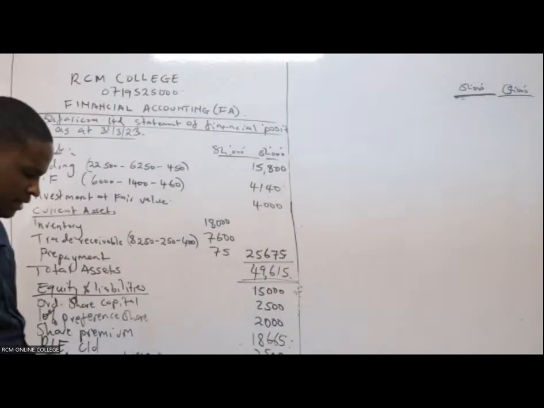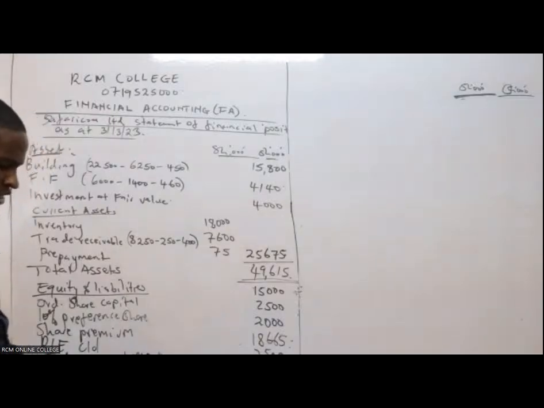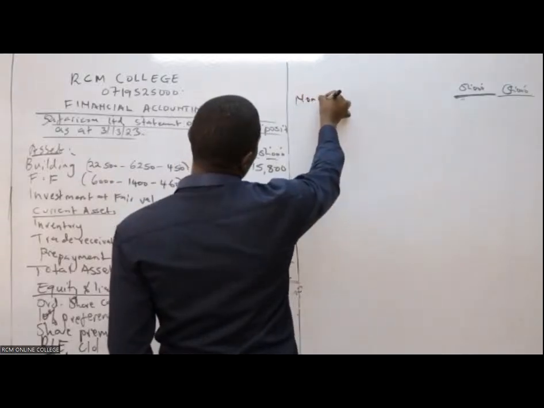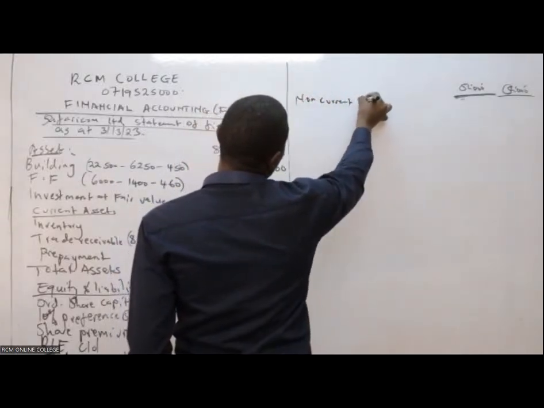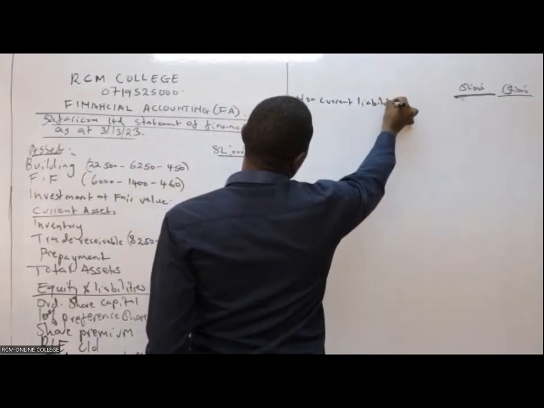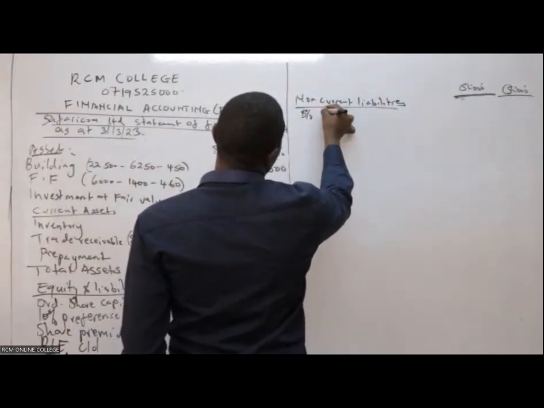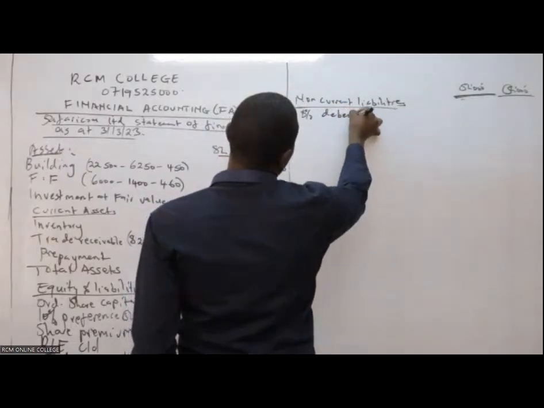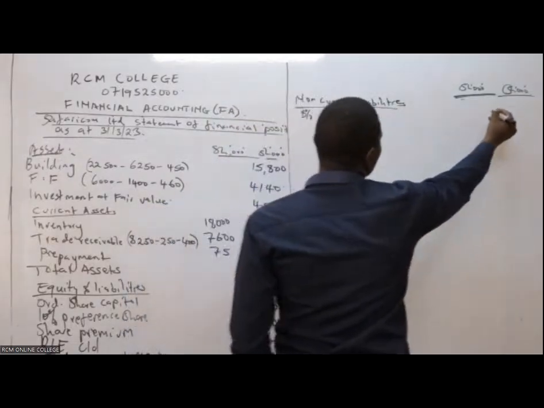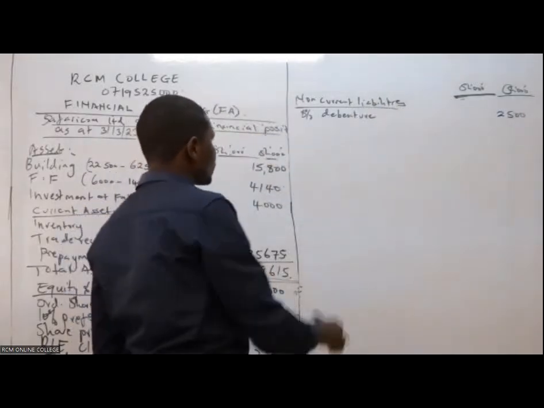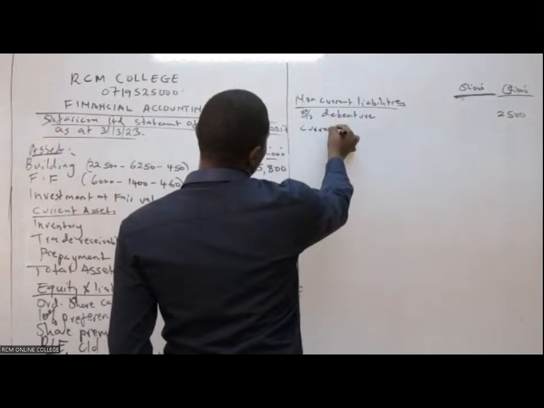Now we have non-current liability, which is the 8% debenture. It was 2,500. Then we go to the current liabilities. We are finishing the current liabilities.